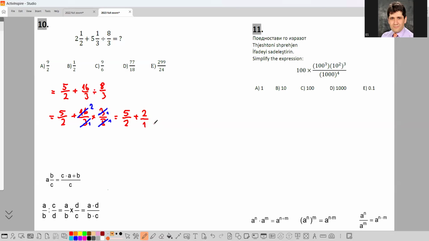2/1. Now I have to bring them to a common denominator, which I can do by multiplying both of them, numerator and denominator, by 2. So finally we get 4/2, which is 9/2. Option A.